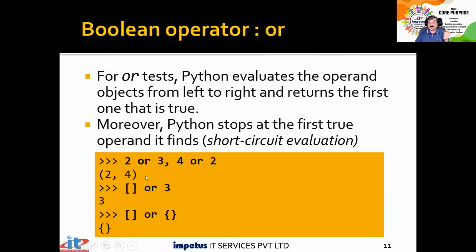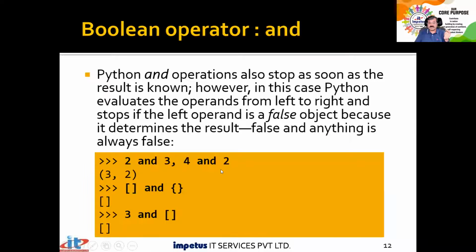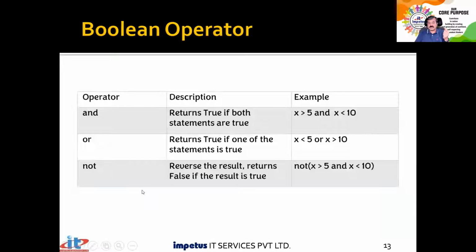So the difference from the previous one was that it returned the first one that is true, and here it returns the first one which is false. If I give an empty set, an empty list and an empty set, the first one which is false, it will return. If I say 3 and an empty list, 3 is true, whereas an empty list is false, so it will return that. So what is false, that it will return.